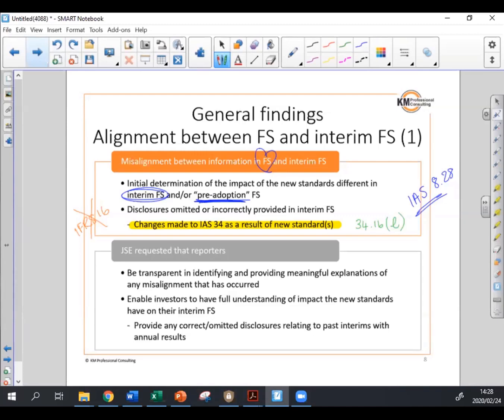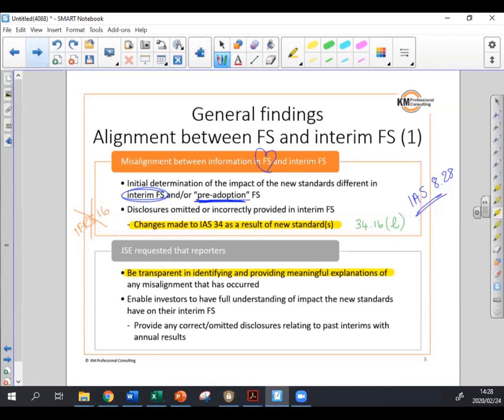In lieu of the misalignment between full financial statements and interims and pre-adoption, the JSE has requested that, and this is quite cool, they're saying, just own it, just be transparent. If you've left something out or there's a misalignment that has happened, own the issue, be transparent about what it is, and provide the meaningful explanation of what the misalignment is that has occurred. So whether that be that your interims didn't have the appropriate note in, then provide it later on. If it is a question of, we said there was no impact and now there is, explain why the change.